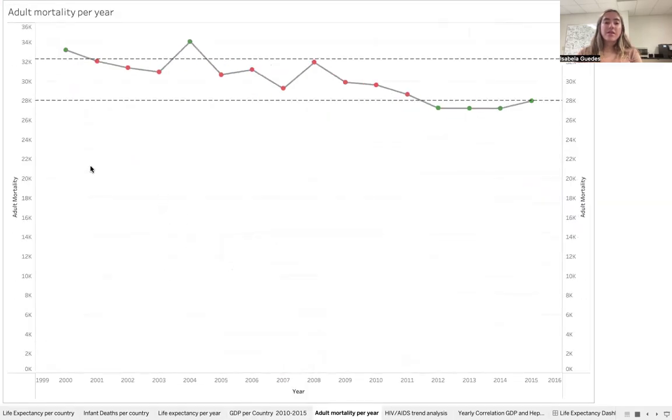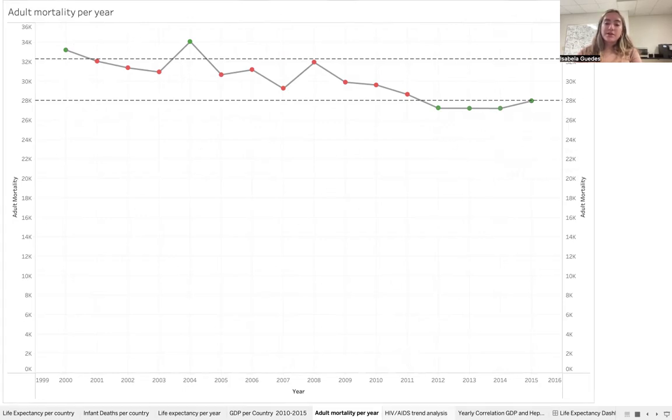And this is another graph. It shows adult mortality per year, and it shows which values are not complying with the average. So these are the variances. In 2000 and 2004, it was above what was usual for the average, so the number of adults that died in those years was highest. In 2012, 2013, 2014, and 2015, the numbers were lower.